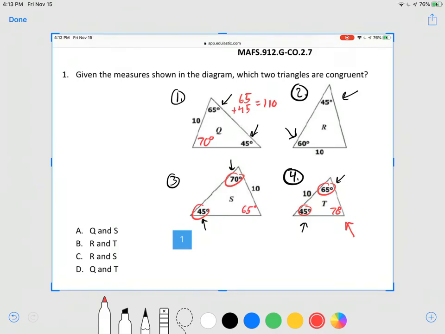And then I think this one, triangle 2, has different angles. So this one's got 45 plus 60 is 105, which means that this would be 75. Okay, so let's erase some of this work.